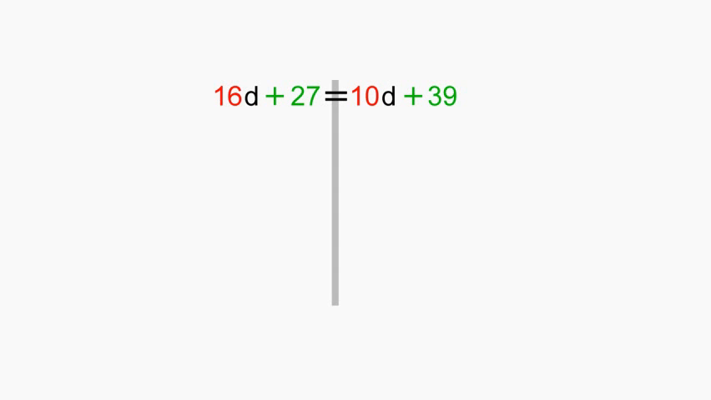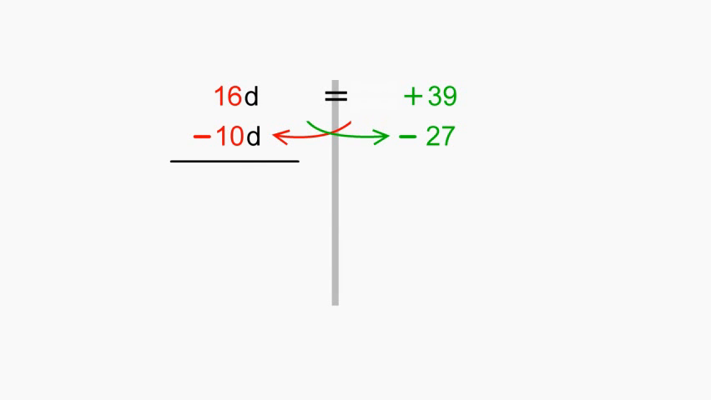Now I want to solve it. I want to get all the d things on one side and all the numbers on the other side. I want to move the 10d to the left side, and you know it's a positive 10d. And when I move it across the equal sign, it becomes negative 10d. When I move the positive 27 across the equal sign, it becomes negative 27. Next, I can simplify the left side and the right side by combining like terms. 16d minus 10d's is 6d's. On the right side, 39 minus 27 is 12.